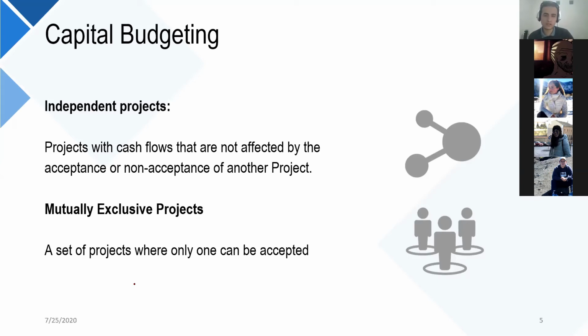But mutually exclusive projects, that's the other type of project you may be considering in capital budgeting. Those are projects where if you invest in one of them, then you cannot invest in the others. Those are the two types of projects you have. Independent projects, where you can invest in either of the projects and it doesn't affect the other projects, and mutually exclusive projects, where if you invest in one, then you cannot invest in the other. Okay.